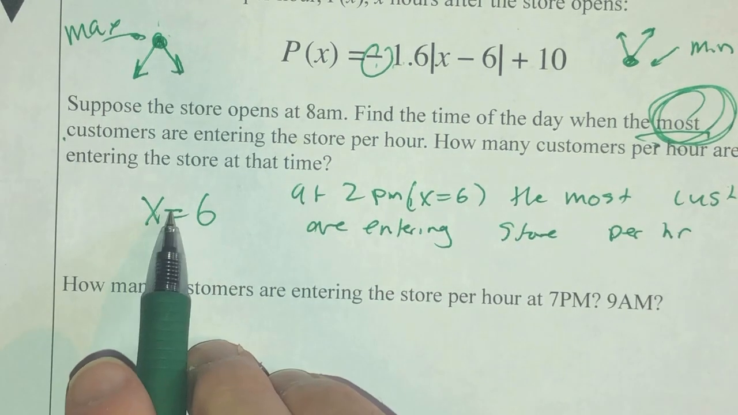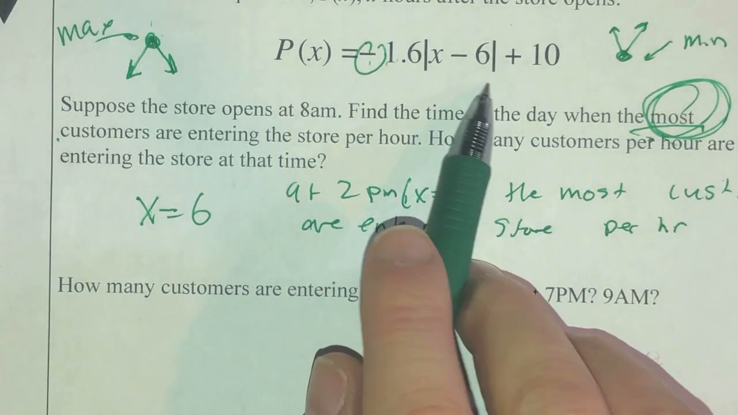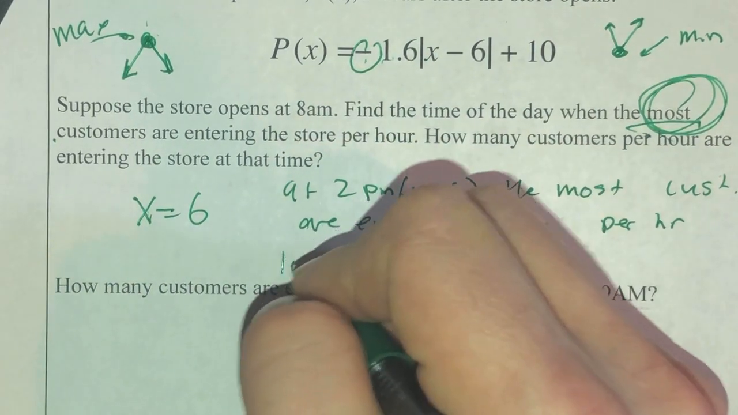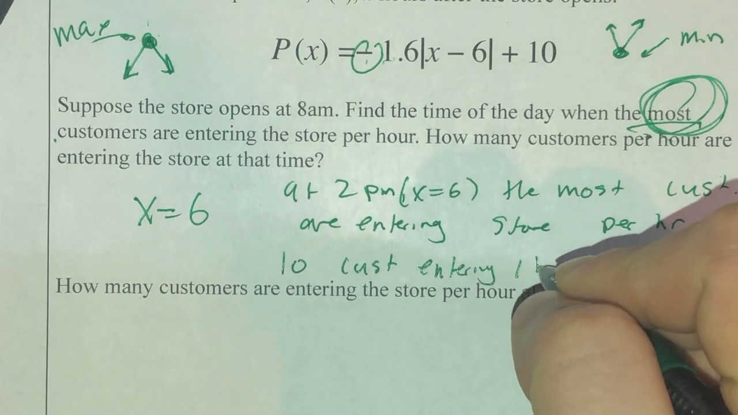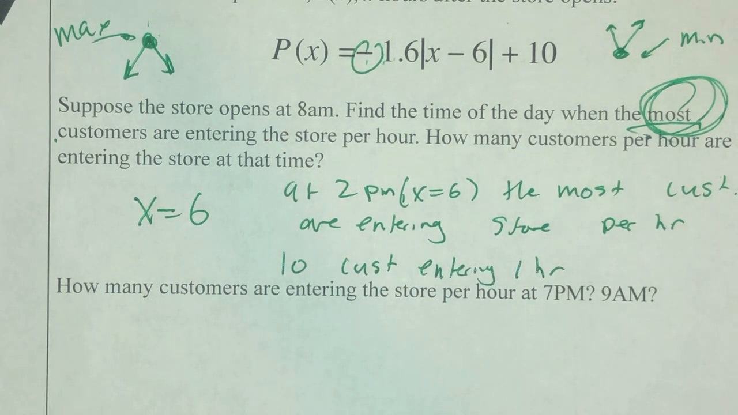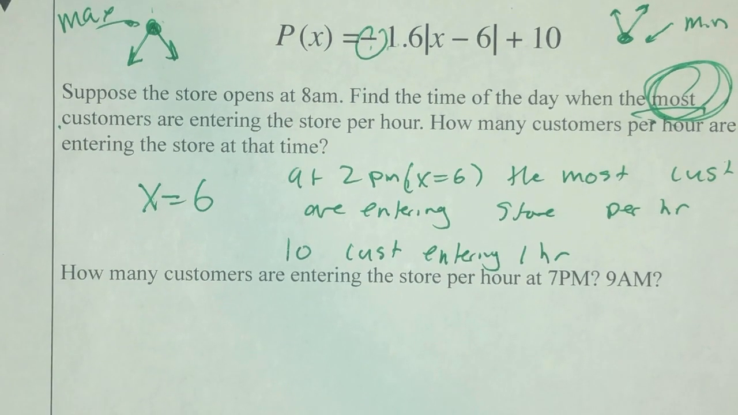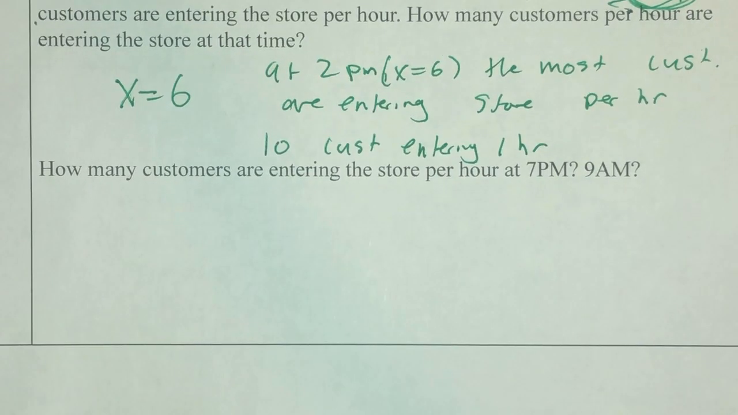Now, how many are entering the store at that time? Well, what's the vertex? When you plug in 6, this all goes away. So 10 customers are entering per hour. That's actually a pretty small business. It's not a huge business. It's not a lot of customers entering your store per hour. So I don't know how good that is. It must be like the off season.